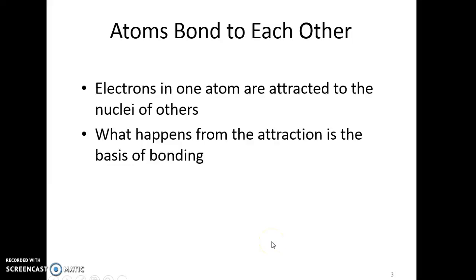Now that we understand how many electrons are in atoms, what we're going to do is look and see what happens when atoms bond to each other. Because the electrons are on the outside of the atom, that's what interacts when two atoms collide. We're going to see that electrons in one atom are attracted to the nuclei of others. And what happens there, if it can happen, is the whole basis of bonding.